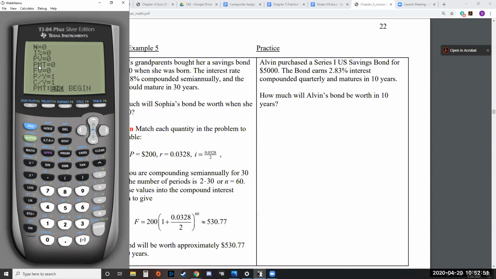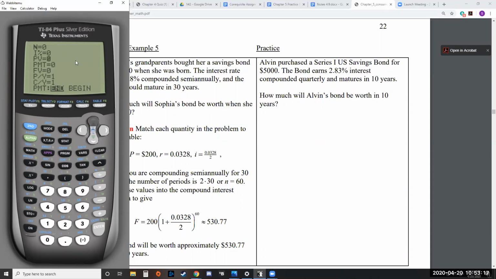So let's go ahead and do this first example here on page 22. Alvin purchased a Series 1 U.S. savings bond for $5,000. The bond earns 2.83% interest compounded quarterly and matures in 10 years. How much will the bond be worth in 10 years? It sounds like we're looking for a future value, right? How much will it be worth in 10 years? And notice we have a present value of 5,000. So this is a 5.2 question where there are no payments.